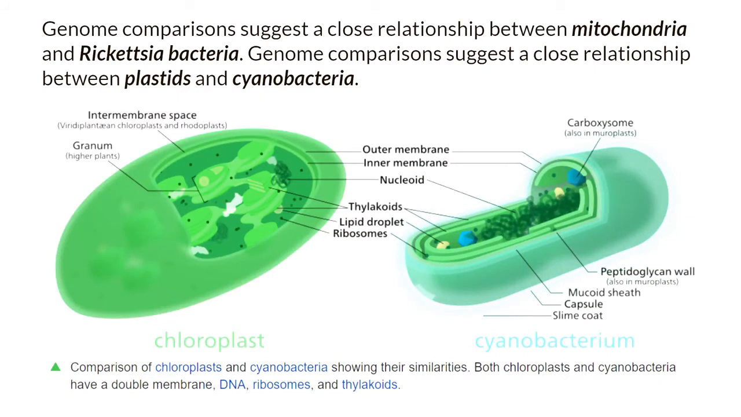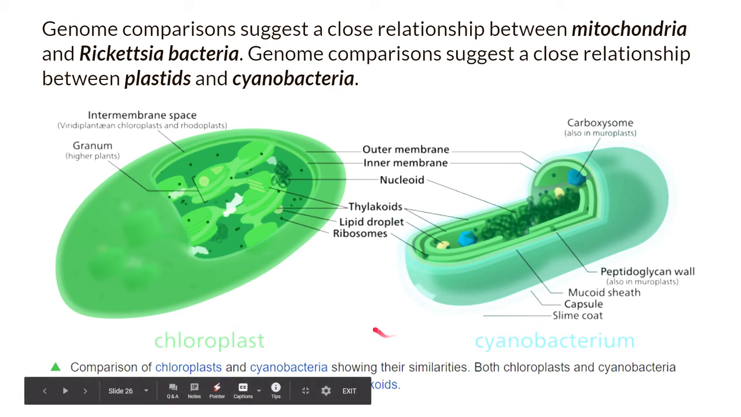Genome or genetic comparison suggests a close relationship between mitochondria and Rickettsia bacteria. We've mentioned that. And genome comparison suggests a close relationship between chloroplasts and cyanobacteria. So this actually shows us the structure of a chloroplast, an organelle. And this one is a structure of a cyanobacterium. And we all know they're primitive organisms.